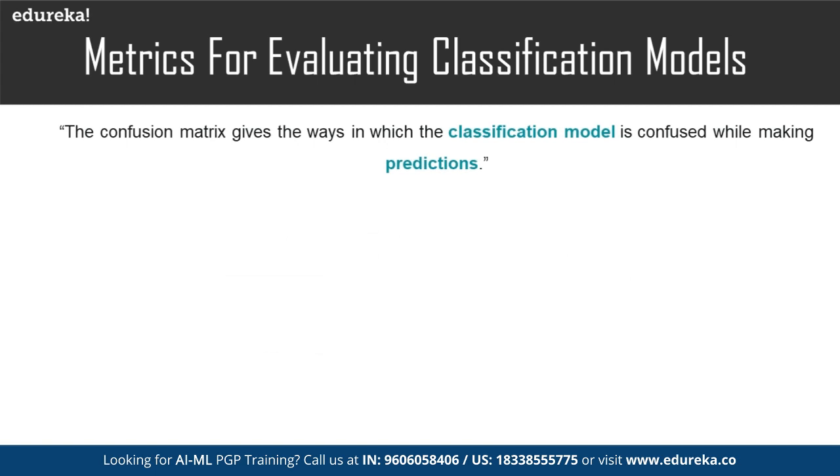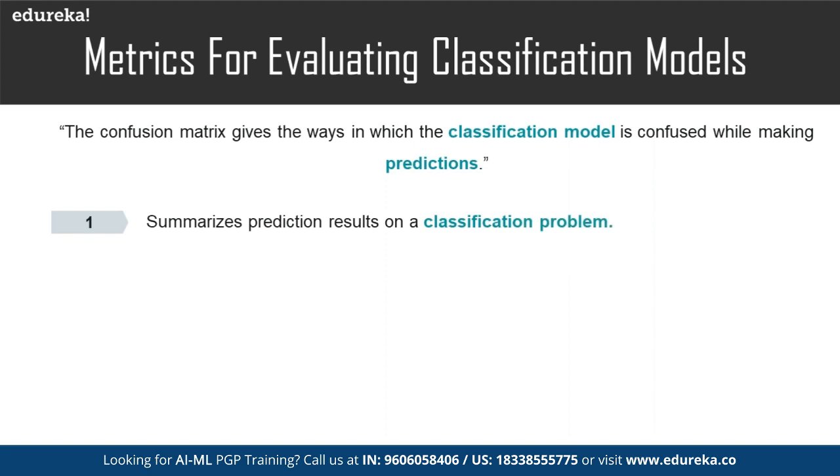Let's talk about the confusion matrix. It shows us the way in which classification models are confused while making predictions. I'll give you an example. It summarizes the prediction results of classification problems. We have different things in the confusion matrix: true positive, true negative, false positive, and false negative. These are the important things we consider. The true positive rate we call sensitivity, which is otherwise called recall. Let's see what true positive and false negative and all that are.